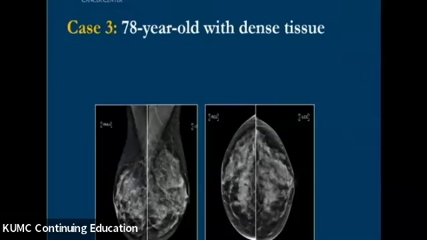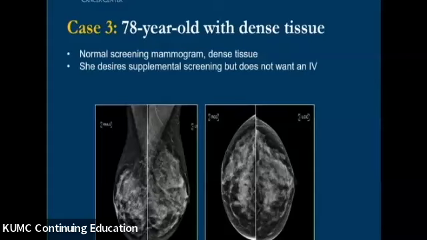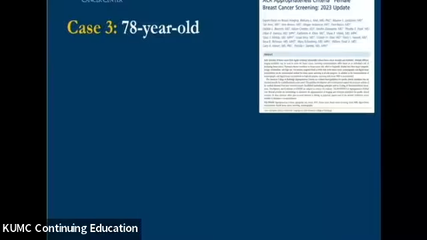So our next case is a 78-year-old. She also has dense tissue on her mammogram. You can see there her mammogram was normal. She really wants to do supplemental screening, but she's 78 and says, I really don't want an IV. So what can we do for her?